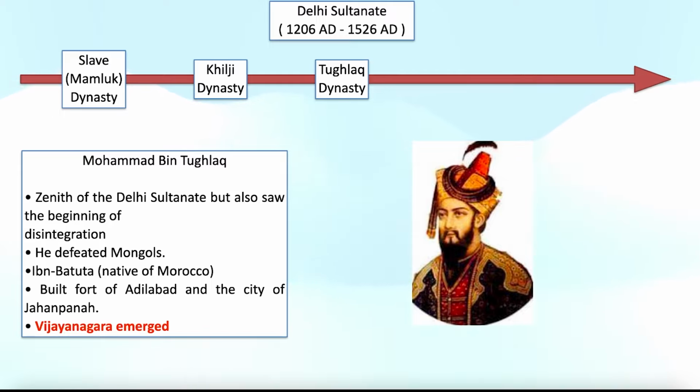He defeated Mongols. You need to remember this. Muhammad bin Tughlaq was militarily very sharp. He defeated Mongols. Ibn Battuta, who was a native of Morocco, visited the court of Muhammad bin Tughlaq. Now, you need to tell me in the comment section what is the name of the famous book authored by Ibn Battuta.